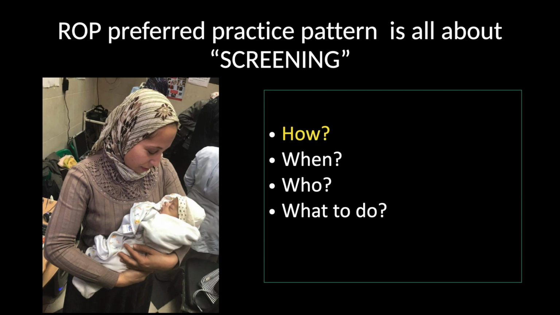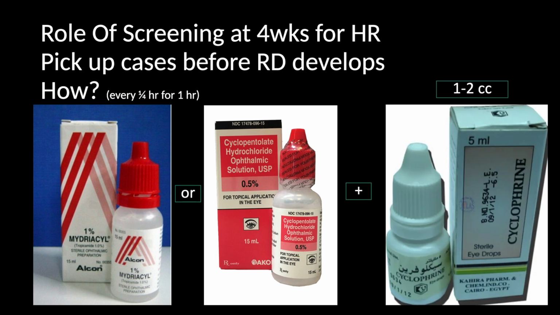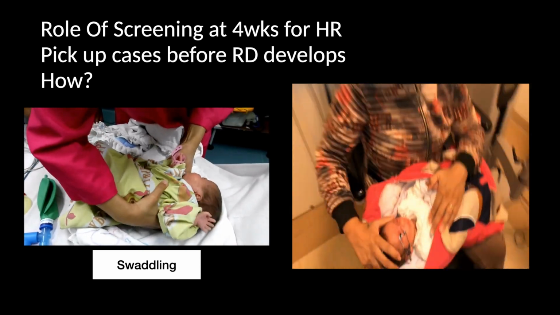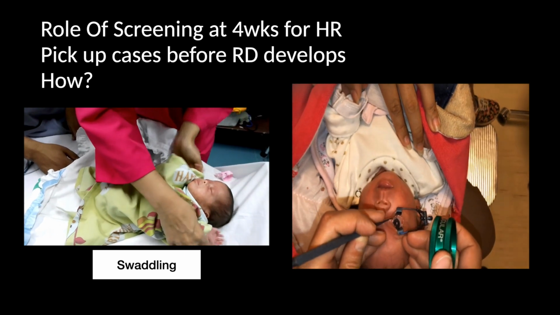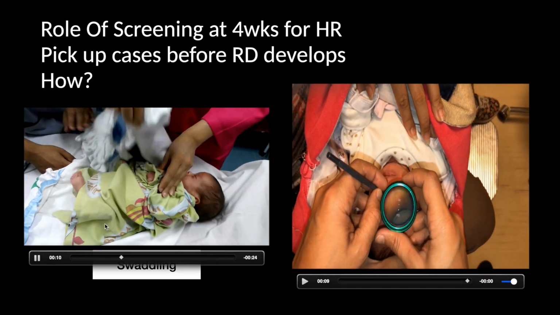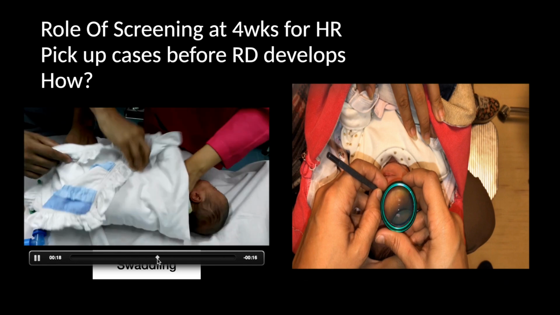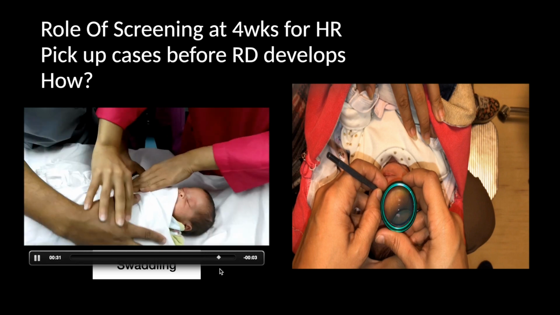How do we do the screening? We have to get the eye fully dilated with a mydriatic or a cycloplegic to which 1% phenylephrine is added. If you don't have 1%, you can use 1 cc from a 10% phenylephrine on either of the bottles to fully dilate the eye. Then we examine either with an assistant or with the mother putting the baby on her lap, and she will be our assistant after swaddling the baby to allow the baby to be more comfortable during the examination. As you can see in this video, this is the way we swaddle our babies.